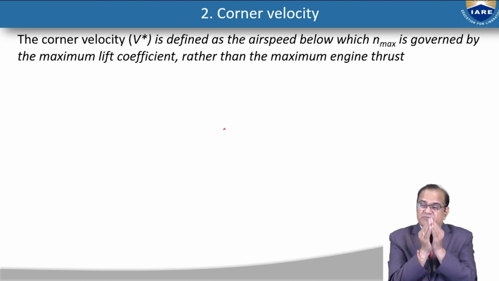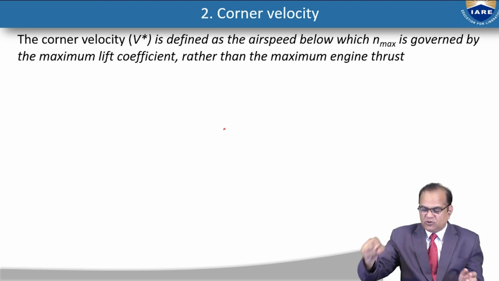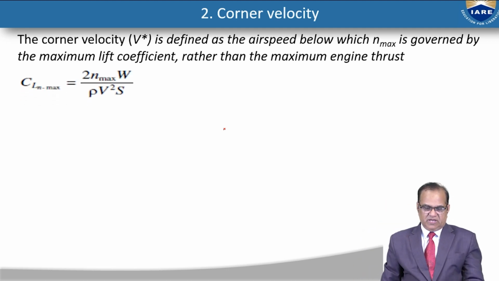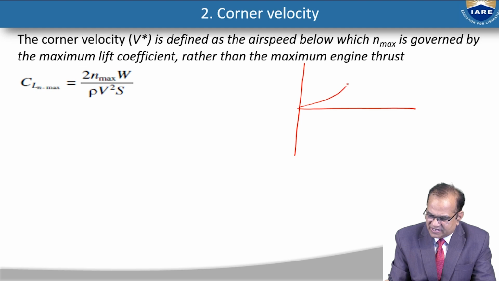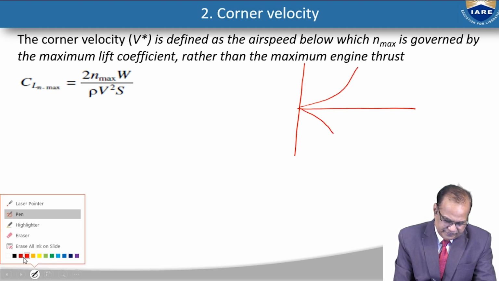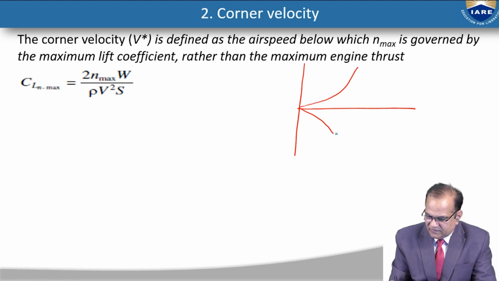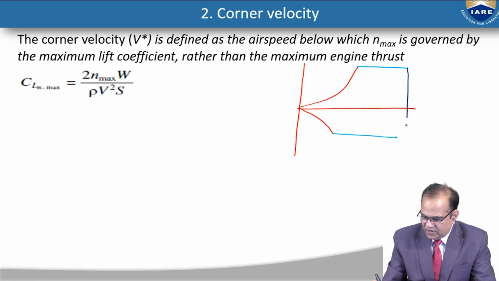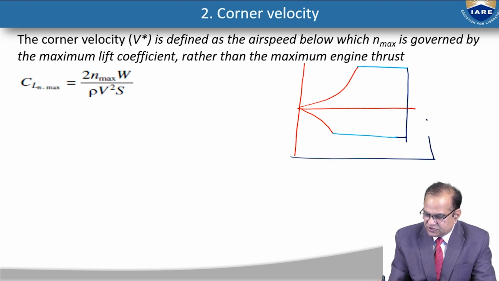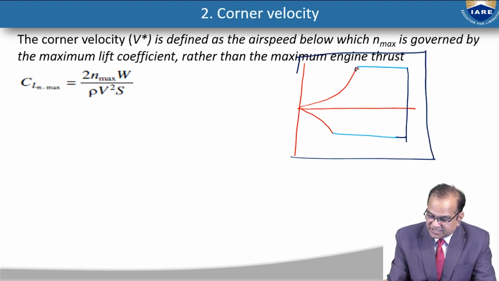So it is the speed. If you see, I have shown the curve. In the VN diagram, it will go like this. So this is the zone here. So this is the corner velocity.